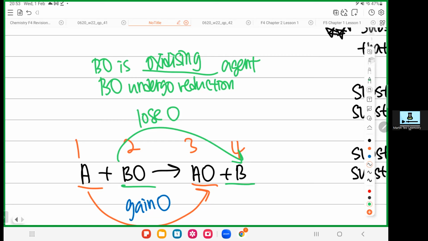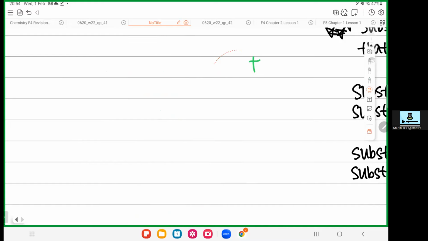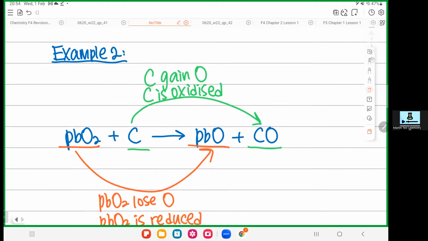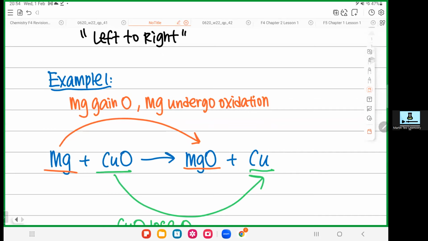Then how on earth do I know what kind of agent this substance is? I must know what process they undergo, because whatever process you undergo, you will be the opposite agent. If you undergo oxidation, you will be the opposite: reduction, reducing agent. If you undergo reduction, you will be the opposite: oxidation, oxidizing agent. You will always be the opposite agent for whatever process you have undergone. So simple as that. So now we can come back here and complete the remaining thing already.